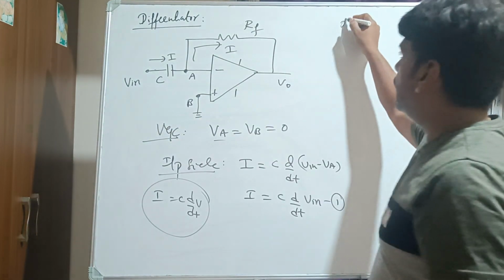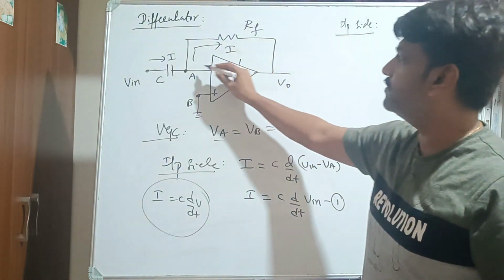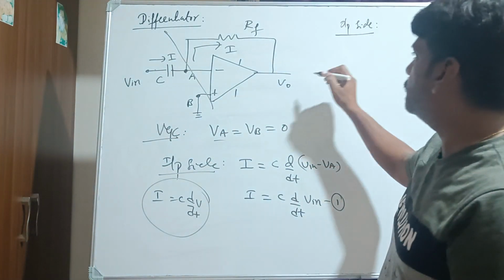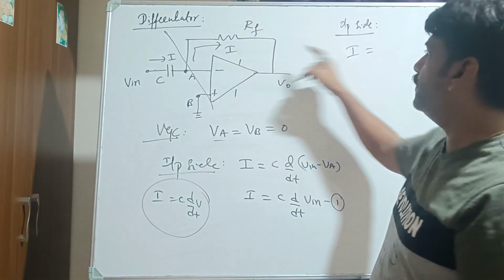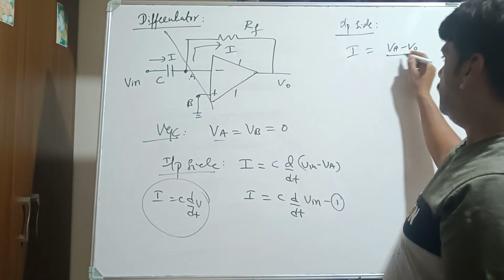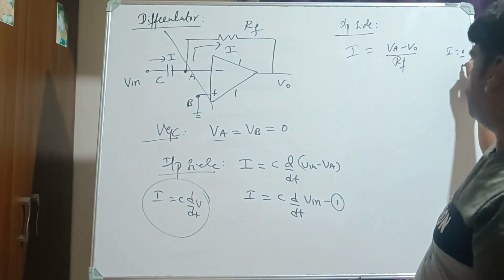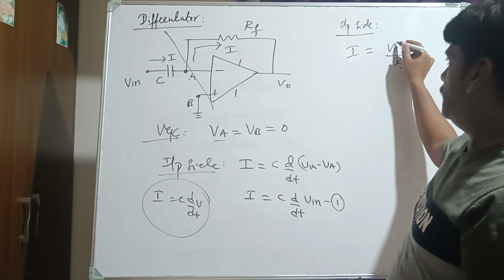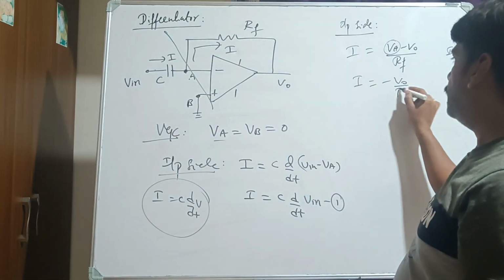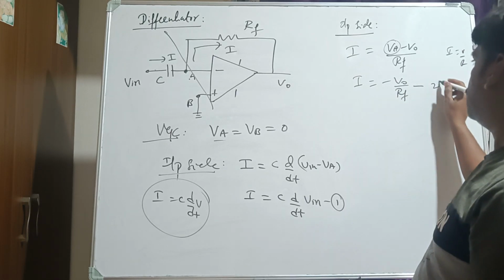Now, what is the equation for the output side? I will make a demarcation line. This is input and this is output. I want to write the current flowing through this resistance: VA minus V output divided by R. It's Ohm's law, I is equal to V by R, right? VA is 0, this part is 0 because of the virtual ground concept. So you get minus V out divided by RF, right? I will call this equation number 2.